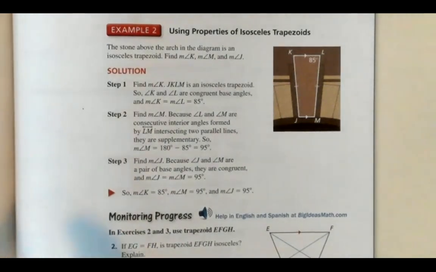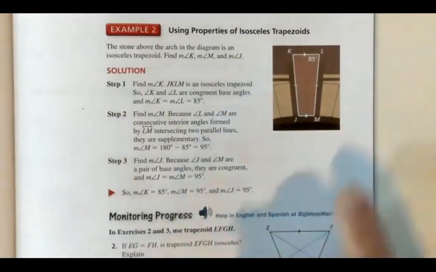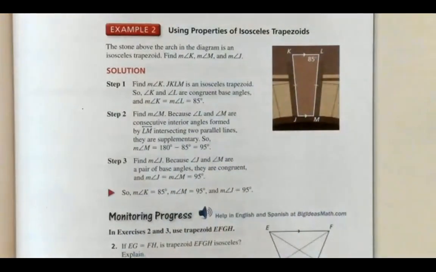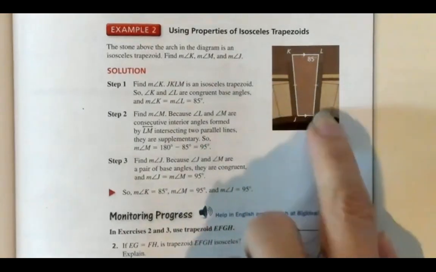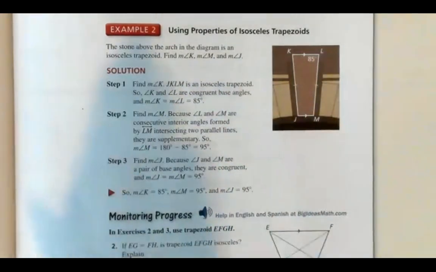360. So I'm going to show you two different ways to do it. All the angles here have to add up to be 360. So you can multiply 85 times 2 and subtract that from 360. So what you have left is a degree measure that you're going to split evenly between these two angles here in the bottom. So you can take that answer and divide it by 2.